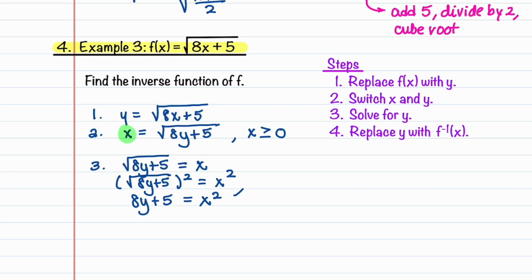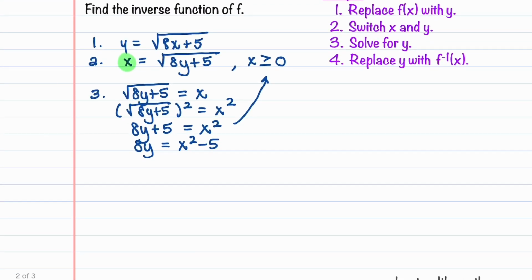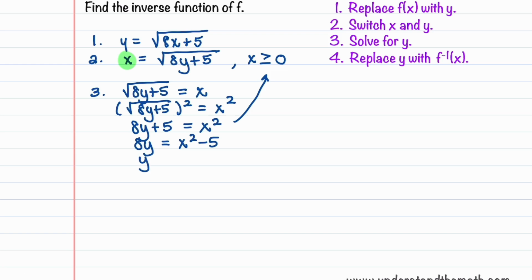That was why it was so important that we noted that x had to be positive, because we just got rid of our square root and we would have forgotten about that fact. Now let's keep going. We're going to solve for y. So I'm going to pull the 5 to the right-hand side. So we'll subtract 5 from both sides. So we have 8y is equal to x squared minus 5. And then our last step is we're going to divide by 8. So we have y is x squared minus 5, all divided by 8.